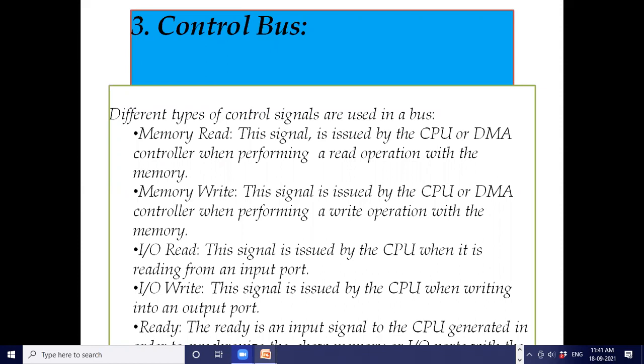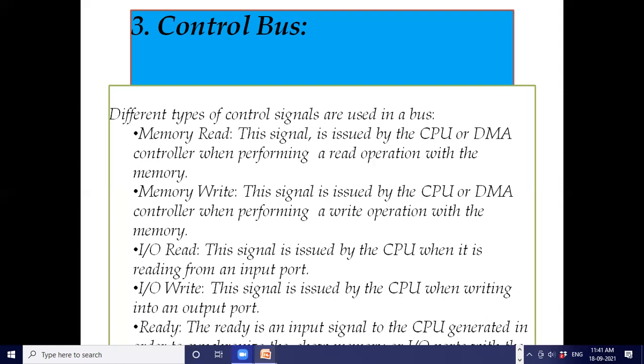When we are performing a read operation with the memory, then this particular signal is required. Similarly, if the signal is issued by the CPU or DMA controller when performing a write operation with the memory, then we need the memory write signal. If it is reading from an input port, then we need the input output read signal. If we are trying to write into some output port, then we need the input output write control signal.